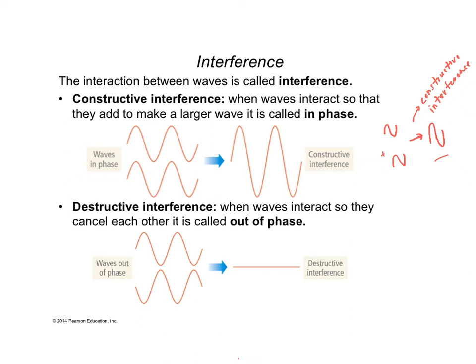We can also see something called destructive interference. This would be taking a wave and adding it to a wave that is completely out of phase with it. When you combine two waves that are out of phase, they essentially just destroy themselves. This is what we would call destructive interference. It's adding together two waves that are completely out of phase, so they just cancel each other out.